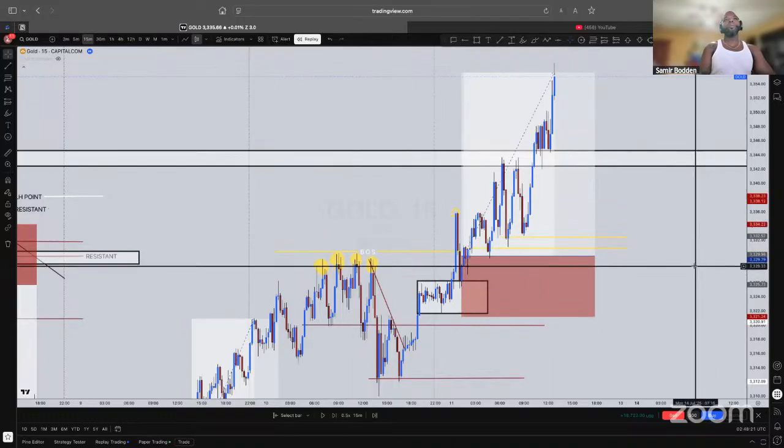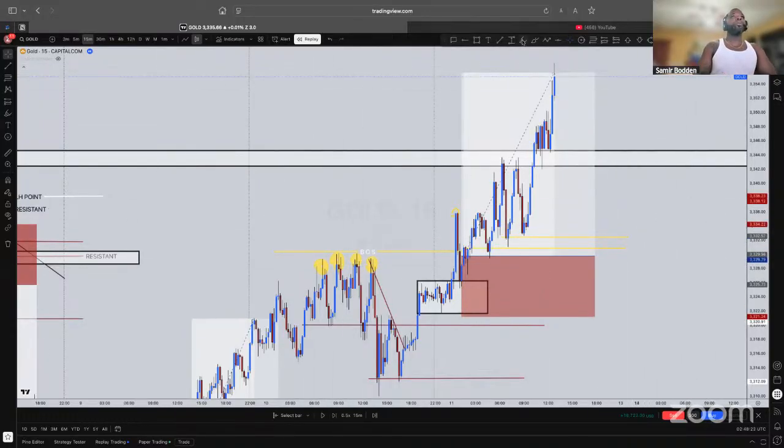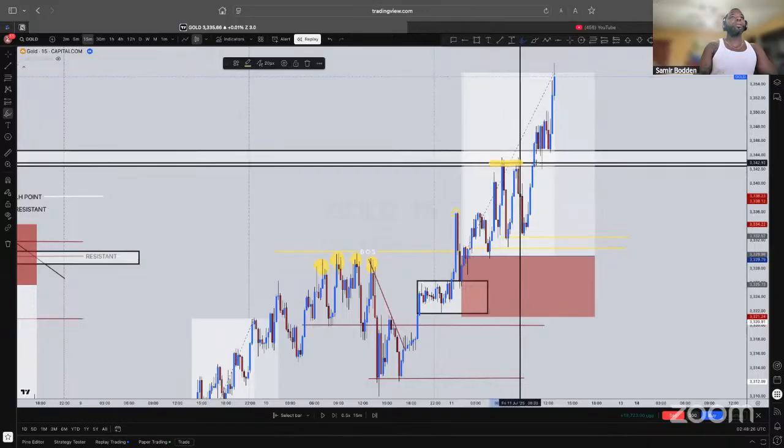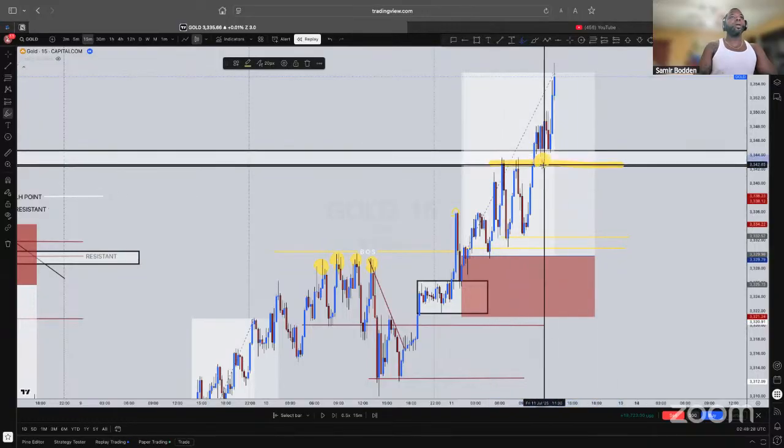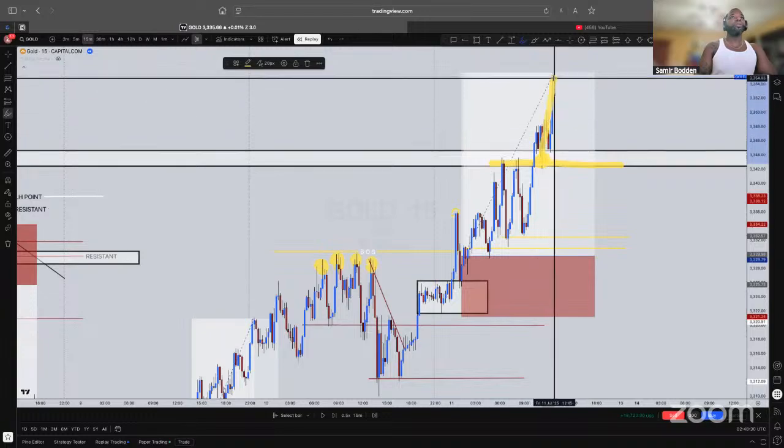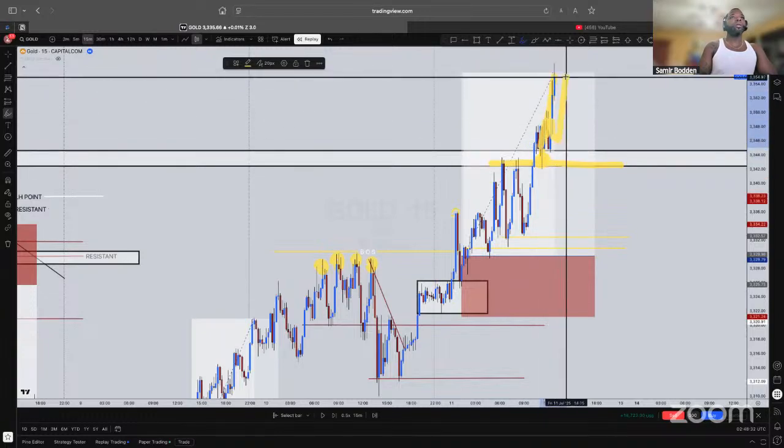Boom, we hit TP. See how price broke above this level here? It came back, retested it right here, and then pushed. Right, it consolidated a little bit, but then it pushed.